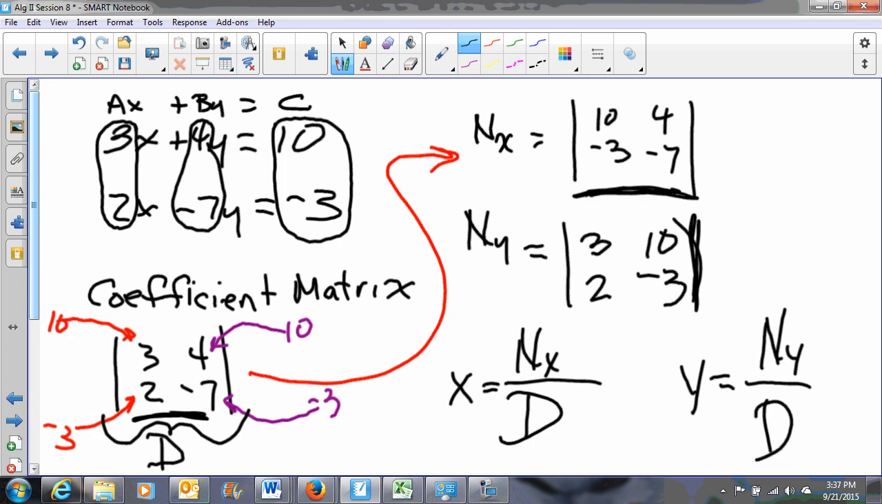Now, let's just stop and talk for a minute. Why am I calling the coefficient matrix big D? Well, I'm calling it that because the coefficient matrix is always going to be the denominator in Cramer's rule, and so D, denominator.